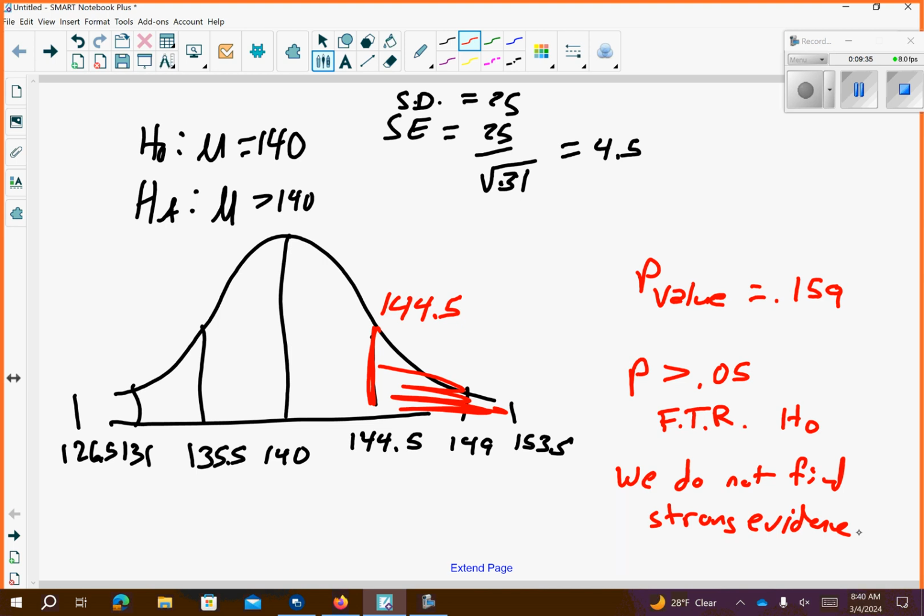Soda companies. Oh, I like soda. Soda companies often perform taste tests on new products to see if they should be released as a new product. The new flavor is being tested. The company determines that if the average score on a scale from 1 to 10 is shown to be higher than 8.5, then they will release a new product.